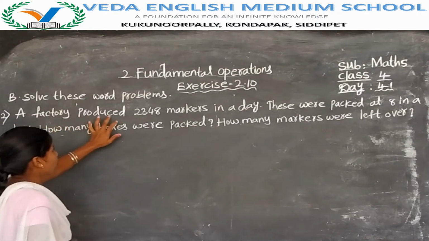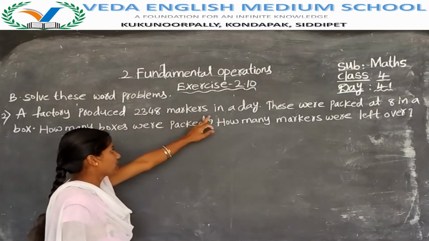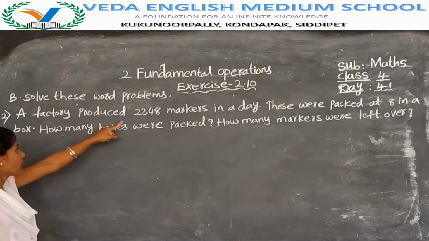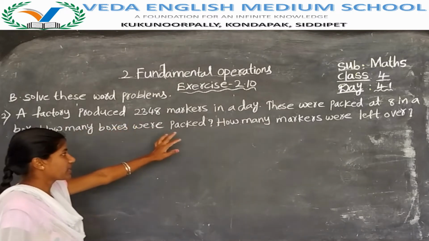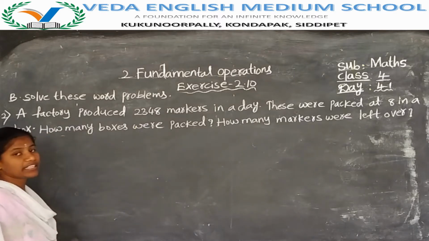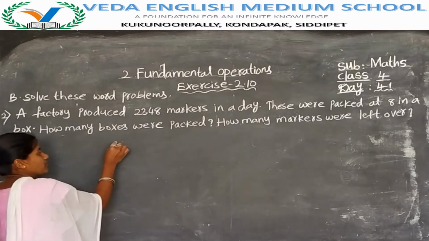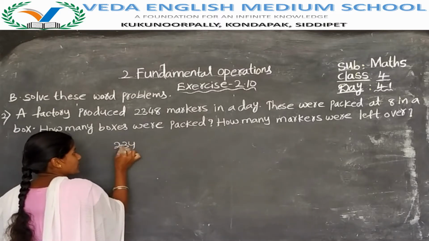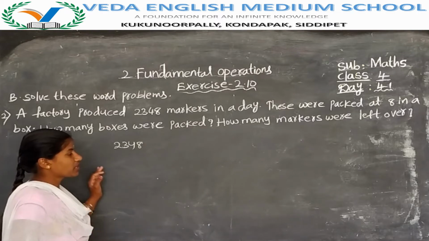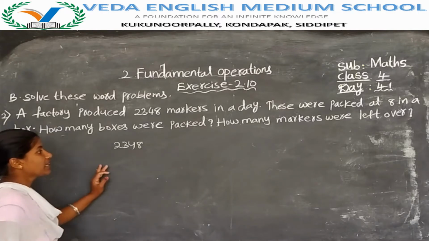A factory produced 2348 markers in a day. In one day, the factory is producing 2348 markers. These were packed at 8 in a box. Now they are producing 2348 markers, and they are packing these markers at 8 in a box.